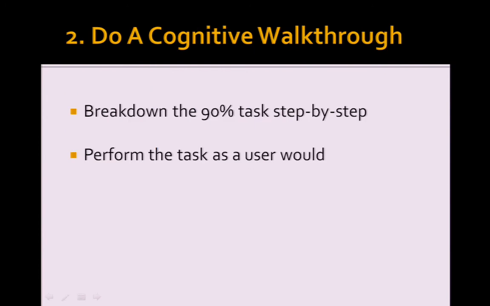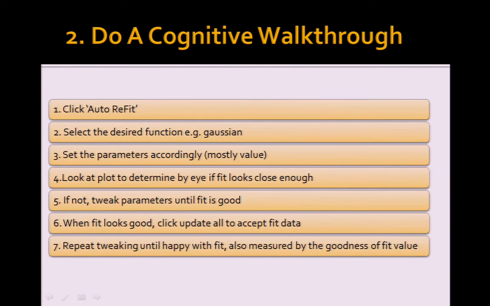Okay, step 2, do a cognitive walkthrough. So in this case, you break down that 90% task you've identified step by step, and you perform the task just as a user would. So you really put yourself in their shoes and write it down or use whatever process you have to get to this. So we did that with Diamond, and for that main case, we broke it down into just these 7 steps, which we'll look at in more detail in a minute.